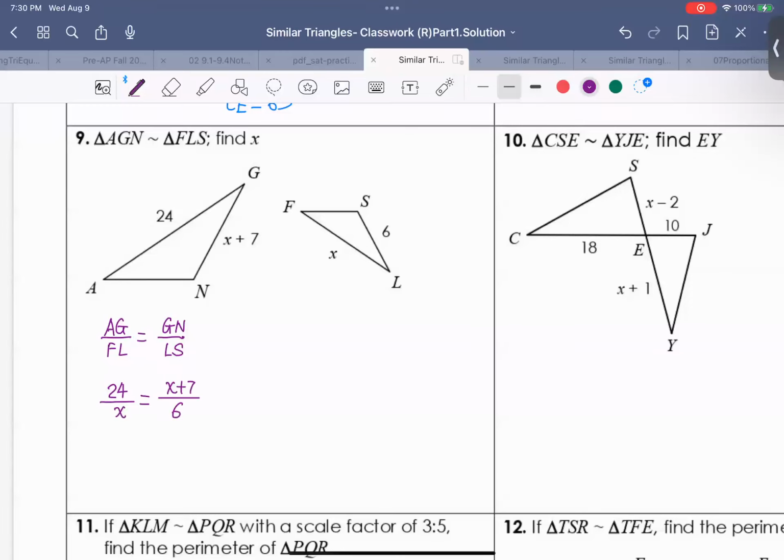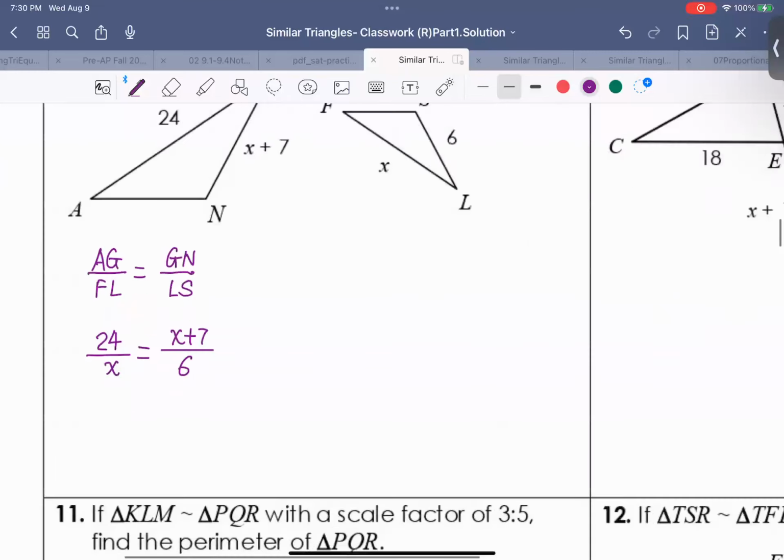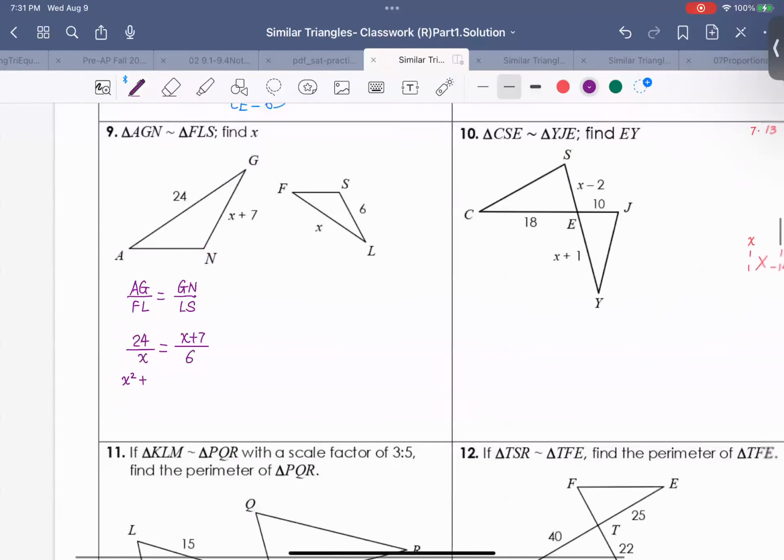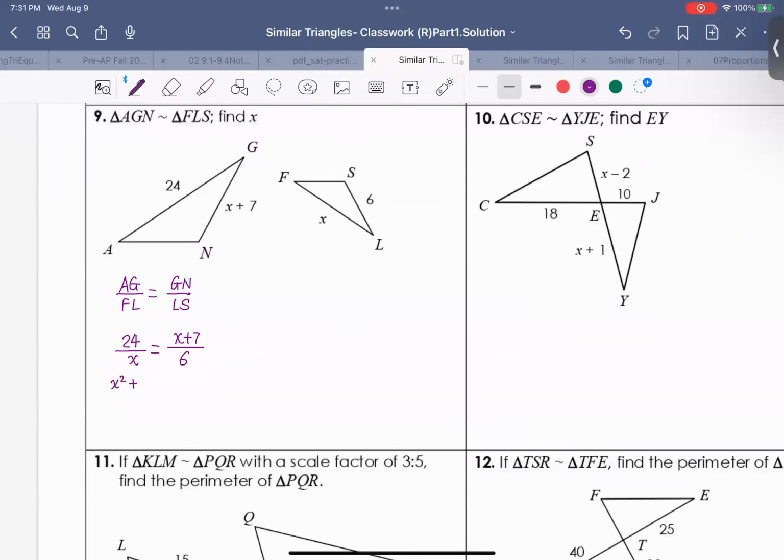And then when we have this, what do we do? We do cross multiplication, right? Yes. Let's go ahead. X squared plus 7x equals 24 times 6, which is how much? 144, right? Yep. And you have x squared plus 7x minus 144 equals 0.